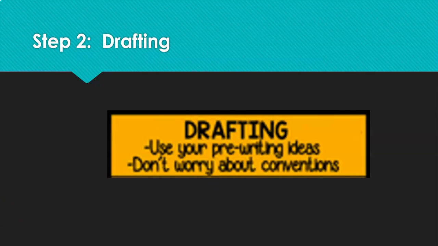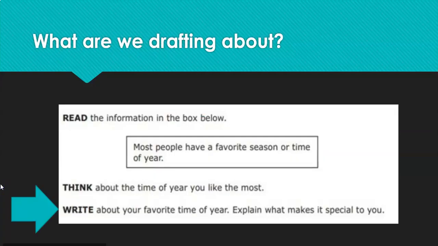Drafting is the second step where we take our brainstorming ideas. We're going to use our pre-writing ideas, and we're going to organize them. We're going to write them in paragraph form. But it says here we're not going to worry so much about conventions. So, what are we drafting about? If we remember from yesterday, we are trying to write about our favorite time of year.